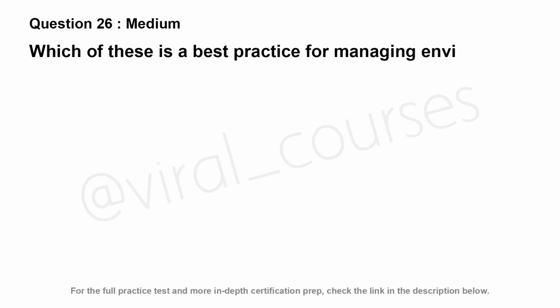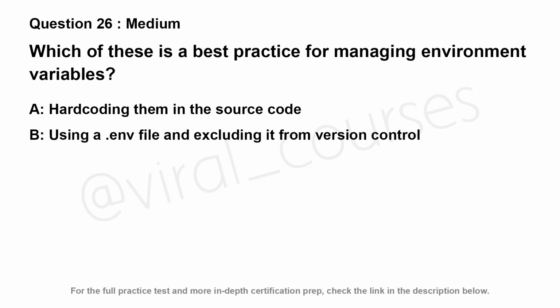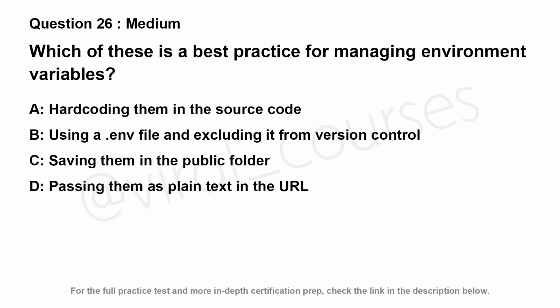Which of these is a best practice for managing environment variables? Option A. Hardcoding them in the source code. Option B. Using a .env file and excluding it from version control. Option C. Saving them in the public folder. Option D. Passing them as plain text in the URL.